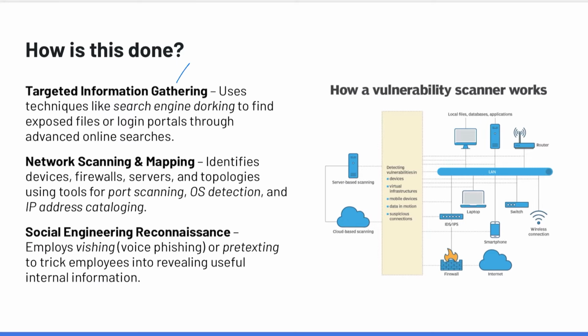The first is through targeted information gathering. This could be by using a technique called search engine dorking, which we talked about earlier, and even just going online and trying to find ways to log into the system, ways to get access to the system. Also, we'll do something called network scanning and mapping. This is by using specific types of software to scan a computer network and to figure out in what way different devices are connected, and also even just what devices are on the network. And we can do this by using tools like port scanners, OS detection tools, and IP address cataloging.